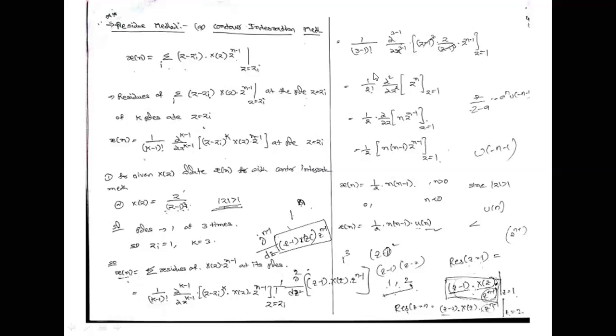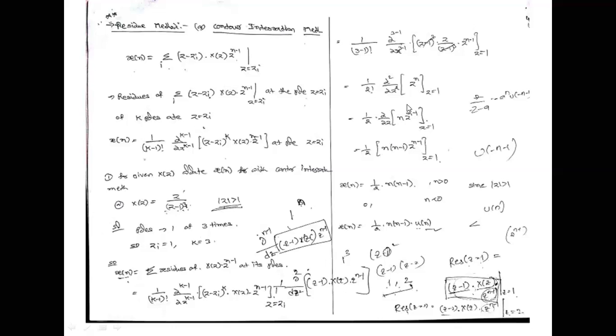So 1 by 2 factorial, with d square by dz square. Here (z minus 1) whole cube and (z minus 1) whole cube get cancelled, leaving z into z power n minus 1. Here you can write z power n and z power minus 1, so z and z power minus 1 get cancelled. We have only z power n. For this z power n, you apply the derivative two times. The first derivative is n into z power n minus 1, where z is equal to 1. And again you apply the derivative with respect to z.